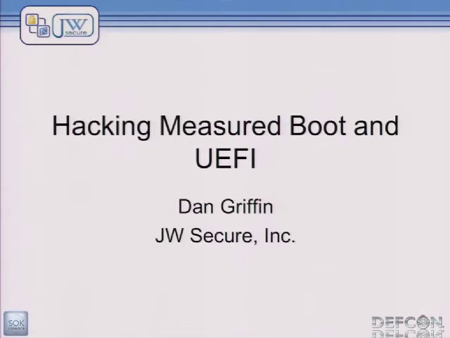My name is Dan Griffin. I'm the president of JW Secure. We're a Seattle-based company that specializes in custom security software. So we've done a little bit of work in this space. Mostly what I'm talking about here is based on our experience on some recent projects that we've done for the past 12 to 18 months.